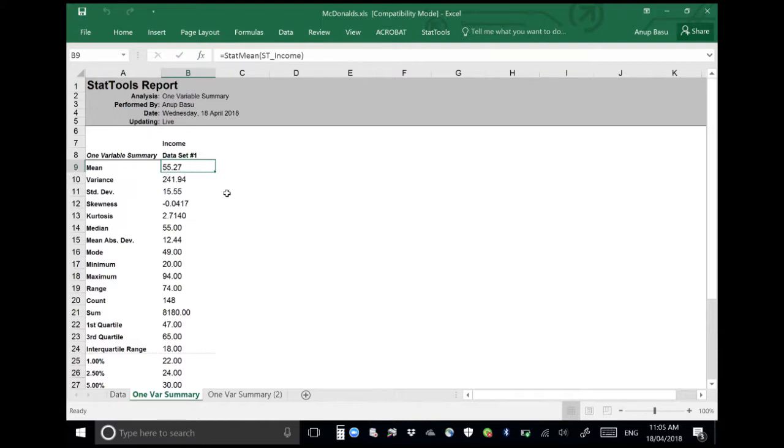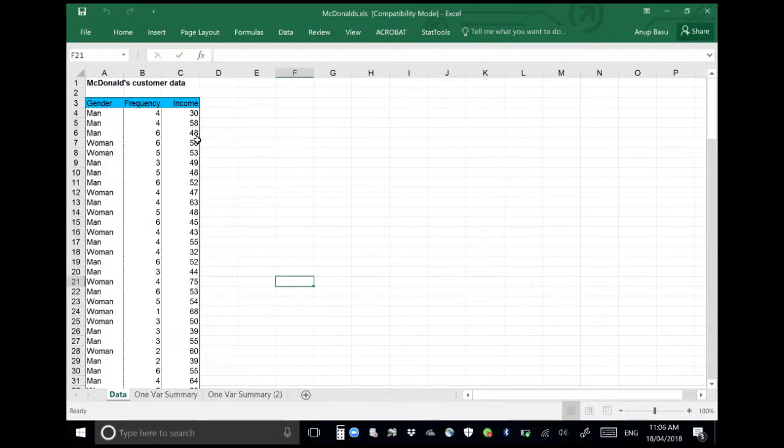$55,270, it does not mean that all people visiting a McDonald's store would be earning something like that, or something even very close to that. Okay, there could be very much of a variability between individual customers in terms of what they earn, and that is something which is captured by other measures. We call them the measures of dispersion.